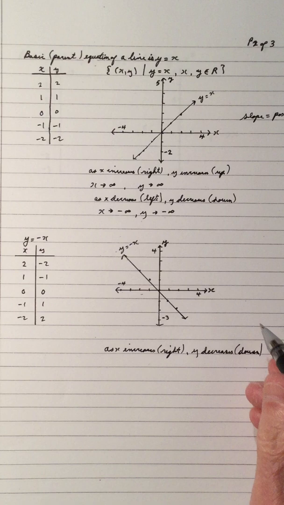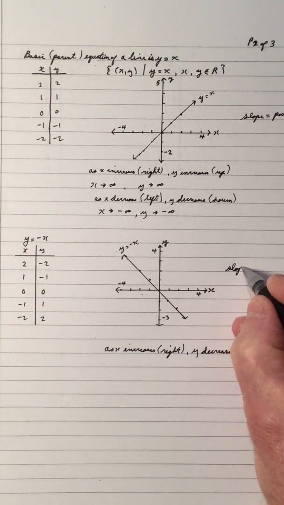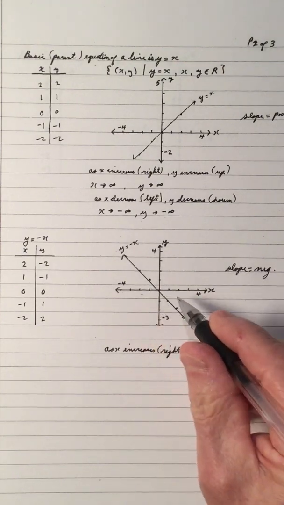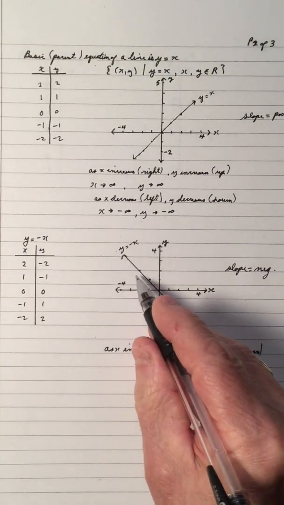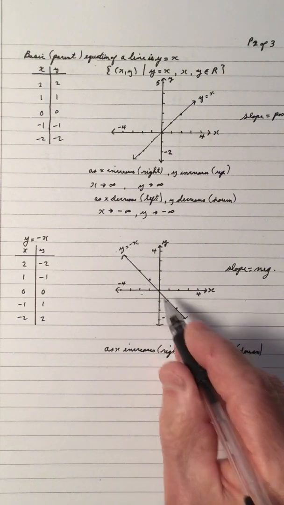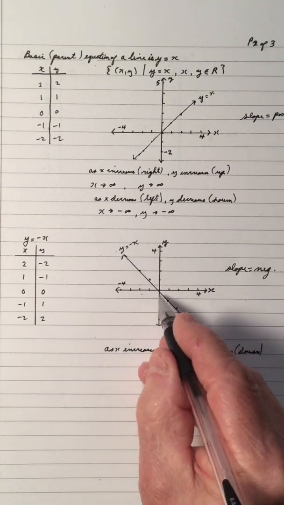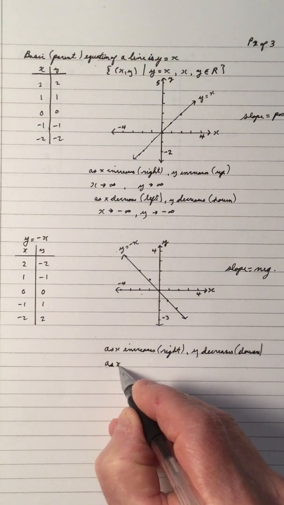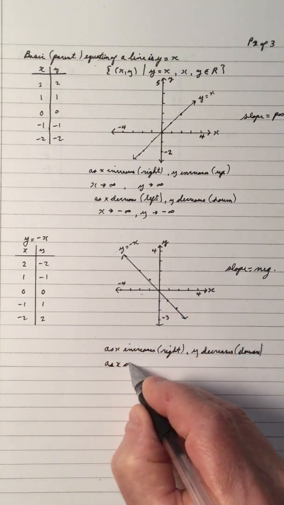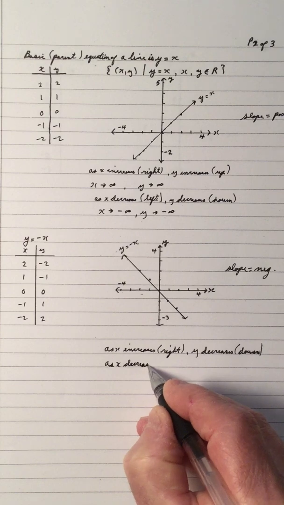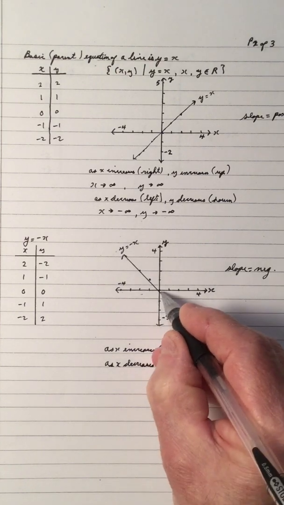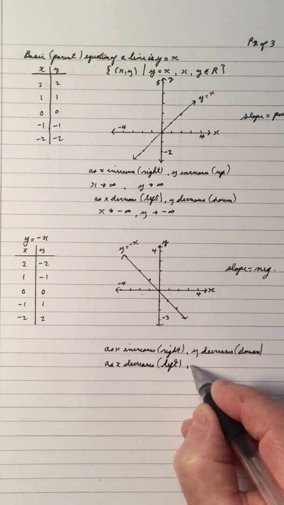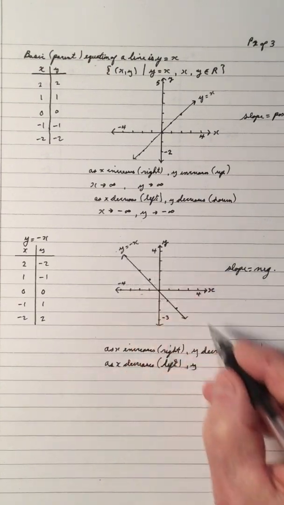So if you think about it, then the slope of this line is negative. So a negative is going down. When you go to the right, you go down. And what happens as x decreases? As the values of x decrease, as the values of x go to the left, then the y values are increasing.